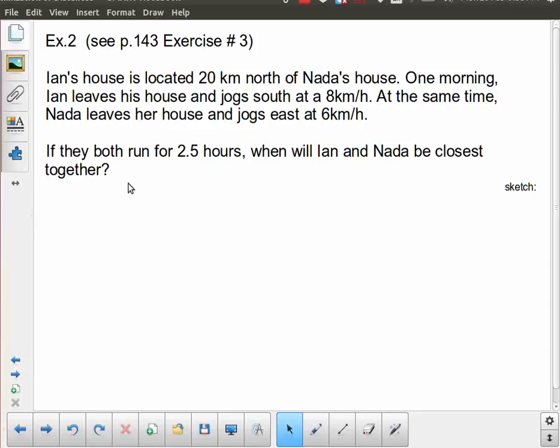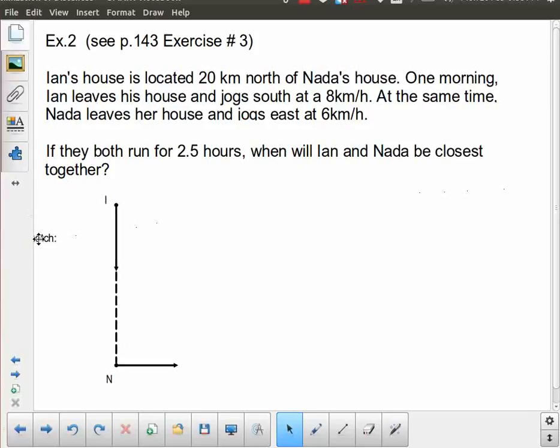We've got Ian's house is located 20 kilometers north of Nada's house. One morning, Ian leaves his house and jogs due south at 8 kilometers per hour. At the same time, Nada leaves her house and jogs east at 6 kilometers per hour. They both run for 2.5 hours. So when are they going to be closest to each other?